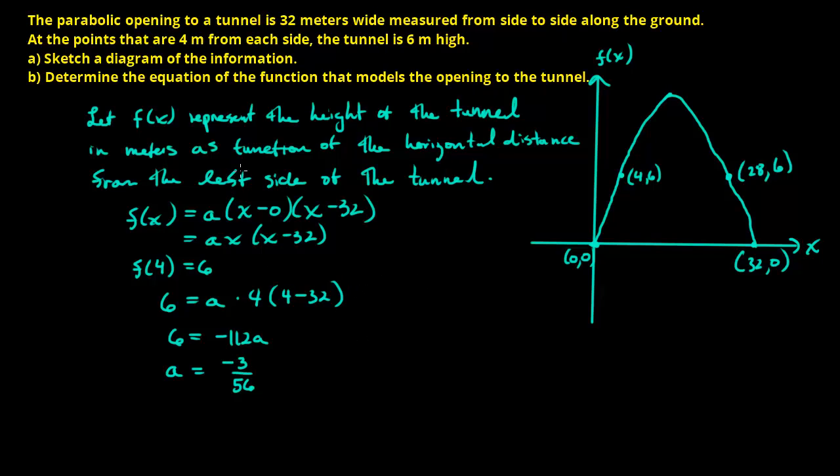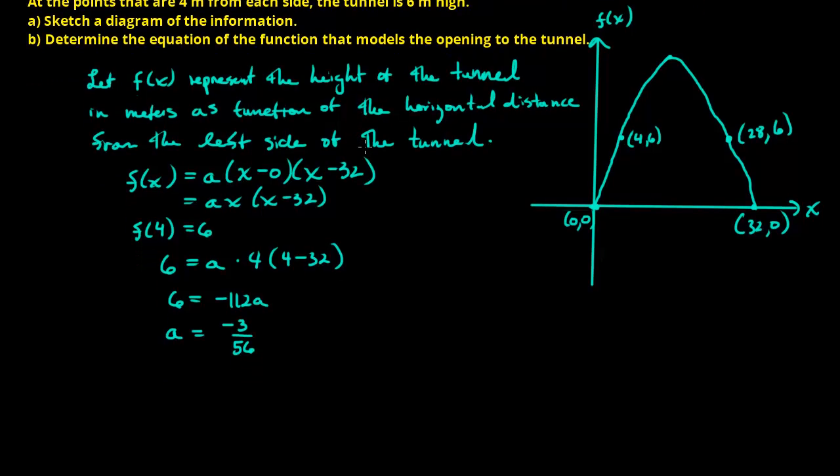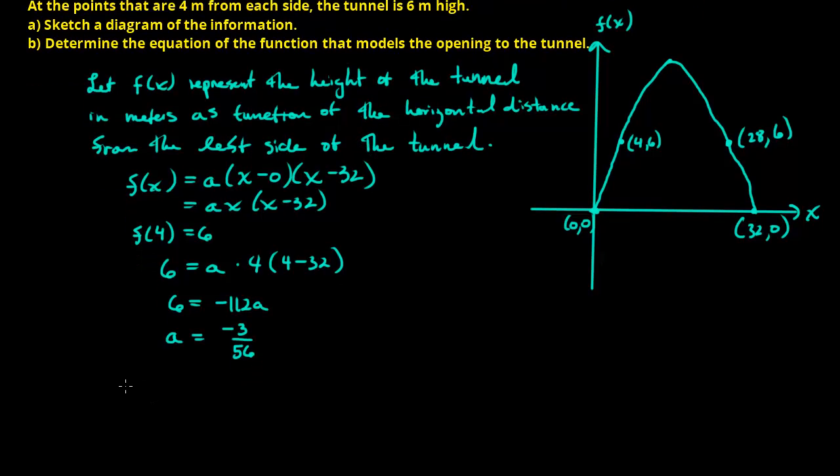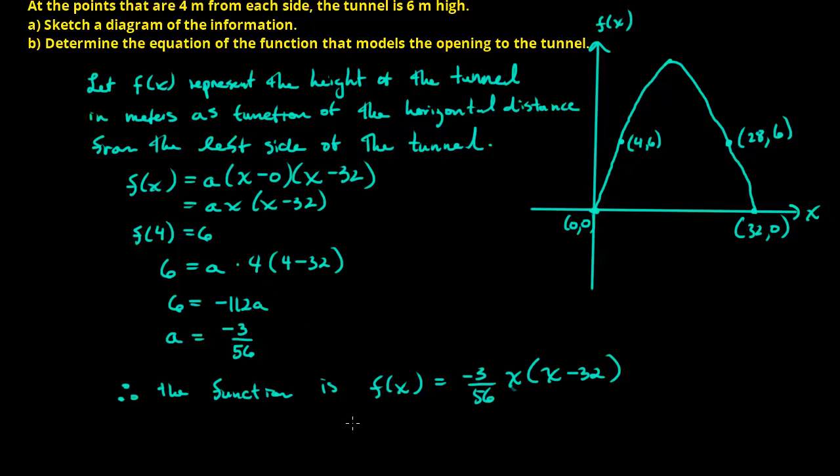And here it also didn't tell us what form it wanted us to write the function in. So we're free to just leave it in factored form. We don't have to expand it and write it in standard form. So we can say therefore the function is f of x is equal to minus 3 over 56 times x times x minus 32. So that concludes this lesson, and we'll see you in the next video.